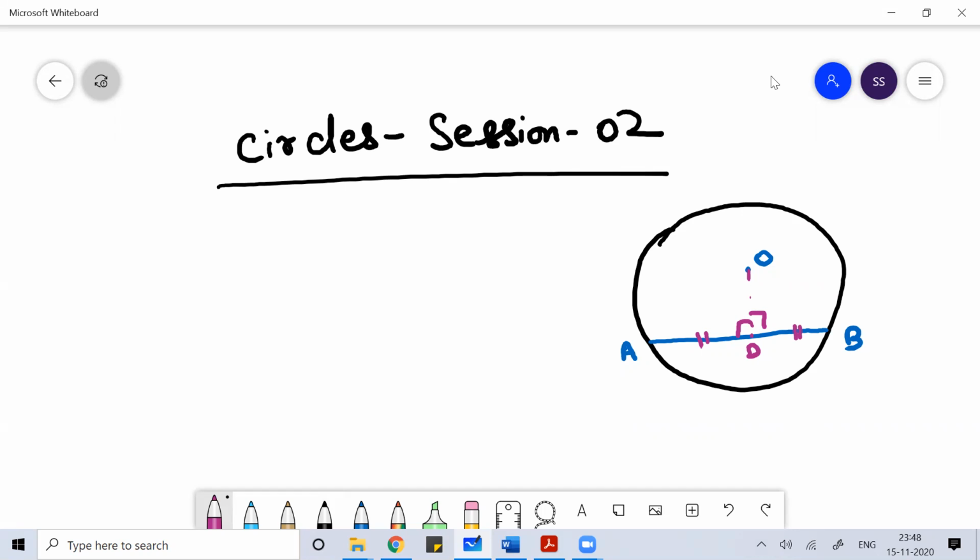Then the next thing you need to remember is that if there's a line which joins the center of the circle to the midpoint of the chord, then that line is always perpendicular to the chord. The third property is that the perpendicular bisector of the chord always passes through the center of the circle. I believe you have understood this part.